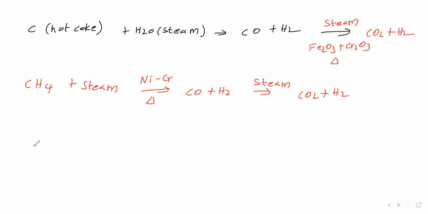Next step, we will take natural gas that mainly contains methane. It is heated strongly. This decomposes to give carbon and hydrogen. So this is natural gas. It is heated strongly, decomposing into carbon and hydrogen. This method is called cracking.